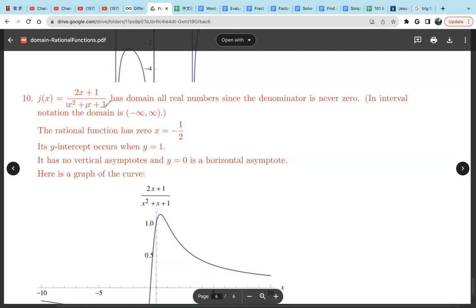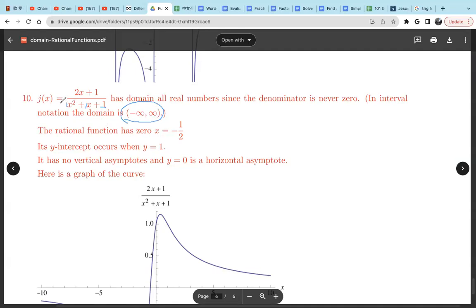When you do that, you see the discriminant is negative. You get a square root of -3, which does not exist in the real number system. So basically this denominator will never be 0. That means its domain is all real numbers. It works with all numbers.